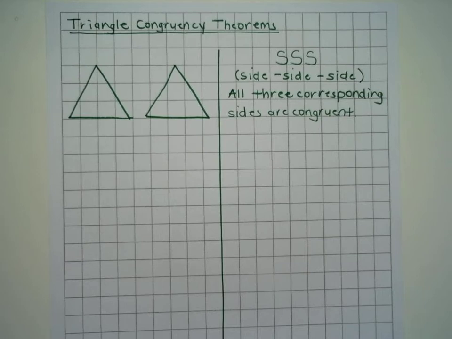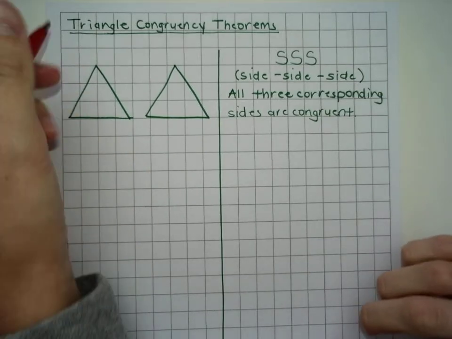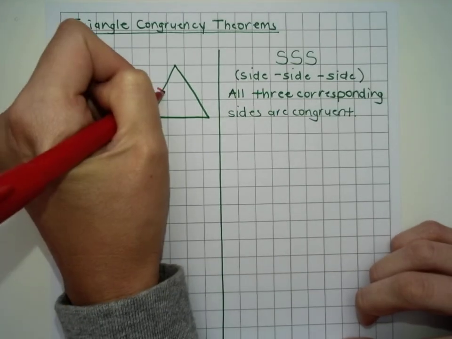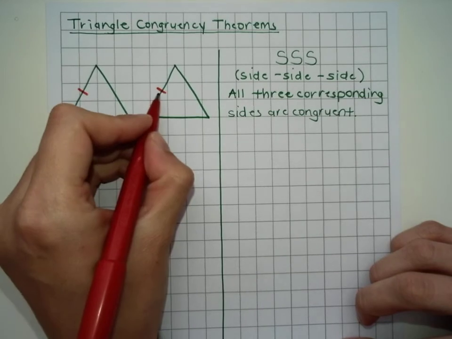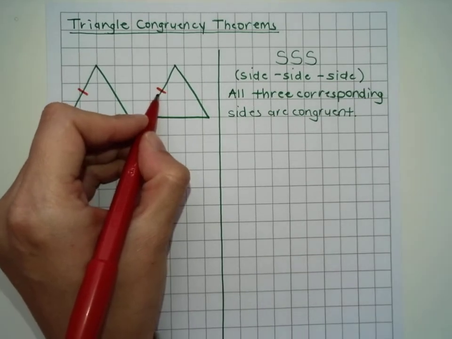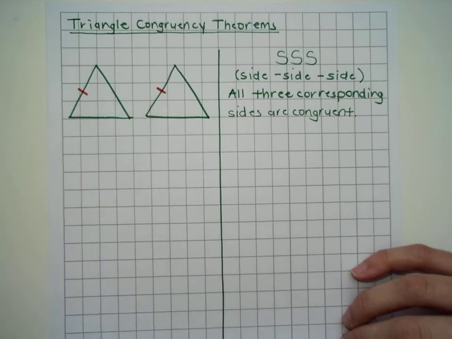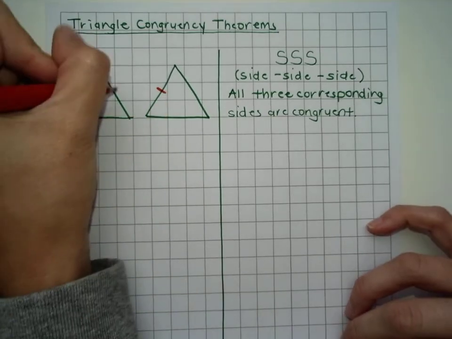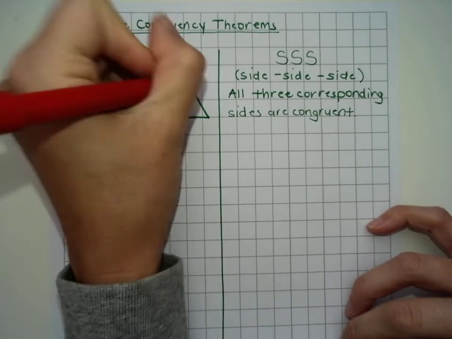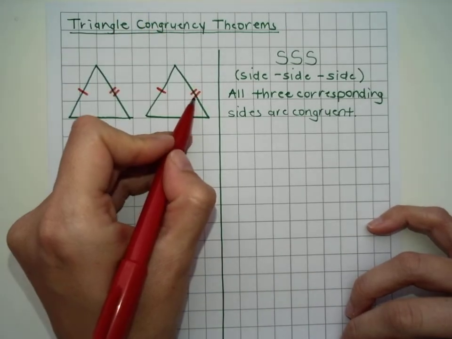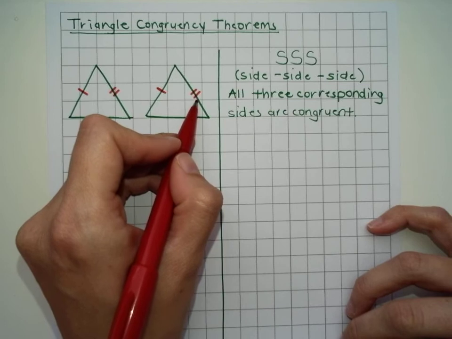Okay, so the corresponding sides. So if we use little markers, that mean the sides are congruent. So this marker and this marker, that tells us that this side is congruent to this side. Okay, so those corresponding sides are congruent. They're the same side in each triangle. And then this side is congruent to this corresponding side, so to that same side in the other triangle.